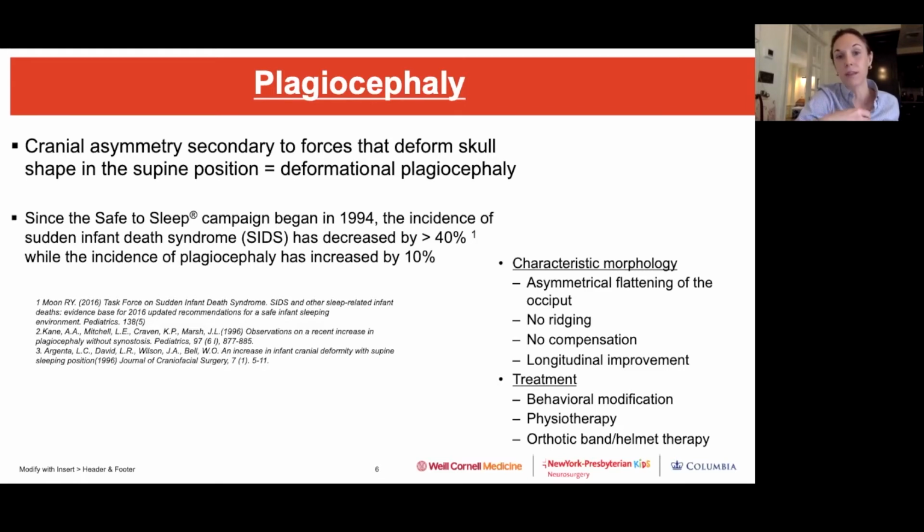But the bottom line is this is not surgical. This is benign. This gets better on its own. It started to really crop up since the Safe to Sleep campaign, meaning every child is put to sleep on their back since 1994 to decrease the incidence of SIDS.